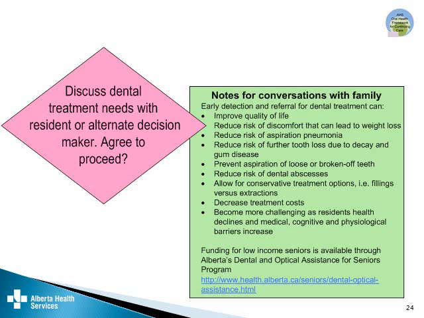At the bottom of this box is funding information on Alberta Dental and Optical Assistance for Seniors program for low-income seniors. This provides up to $5,000 every 5 years to seniors on a sliding scale based on the level of income.